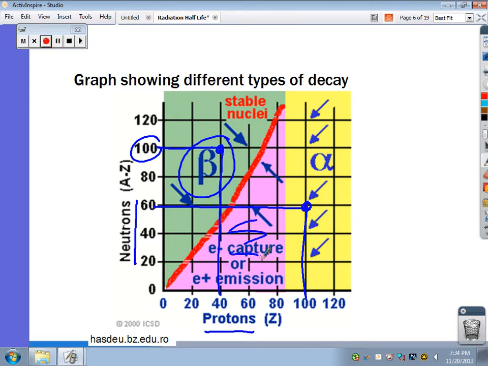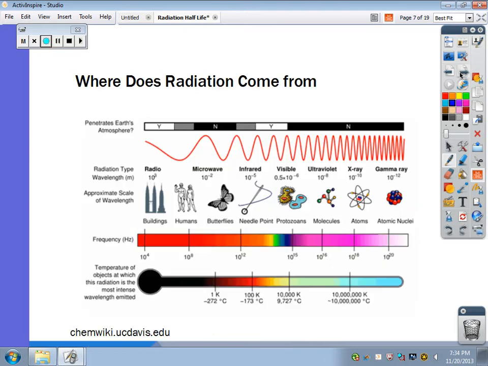Why does it happen? And this red line right here is when the nucleus is stable. So if you have a 40 to 44 ratio, then you're stable. If you have a 60 to 80 ratio, then you're stable. If you fall on either side of it, you give off beta or electron capture. If you're way over here, then you give off alpha particles. So let's get to the meat of this.